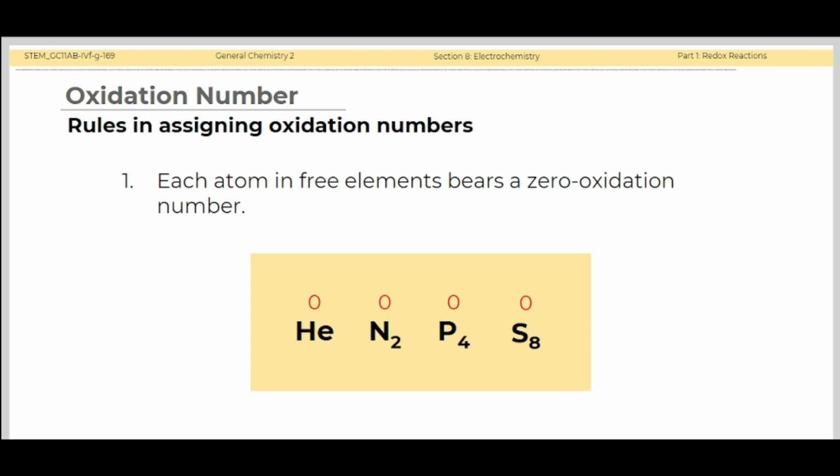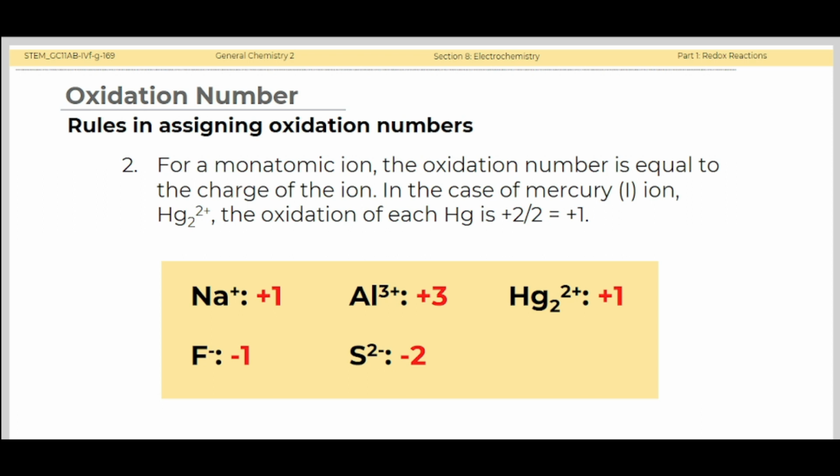Here are the rules in assigning oxidation numbers. Each atom in free elements bears a zero oxidation number. For a monoatomic ion, the oxidation number is equal to the charge of the ion. In the case of mercury(I) ion, Hg2 2+, the oxidation number of each mercury atom is positive 2 divided by 2, or positive 1.